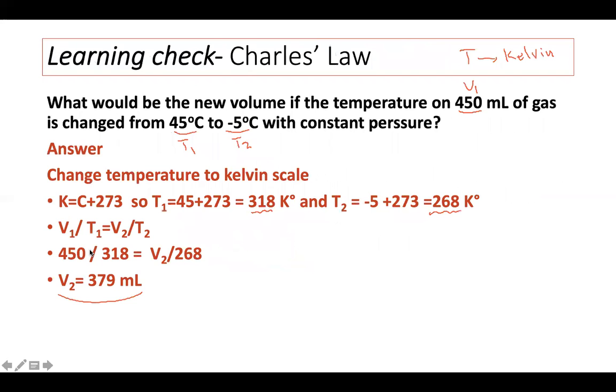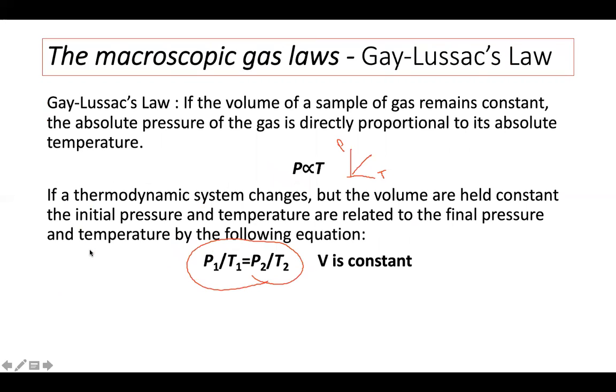The last thing is Gay-Lussac's law, which is the relation between pressure and temperature when the volume is constant. So you are fixing one part and making a relation between the other two parts. We have pressure 1 over temperature 1 equals P2 over T2, and this happens when, again, volume is constant. From this, you can find any missing part.